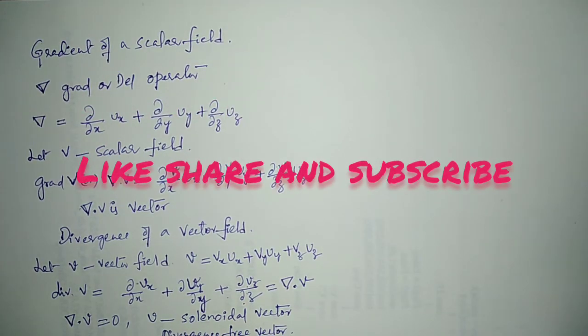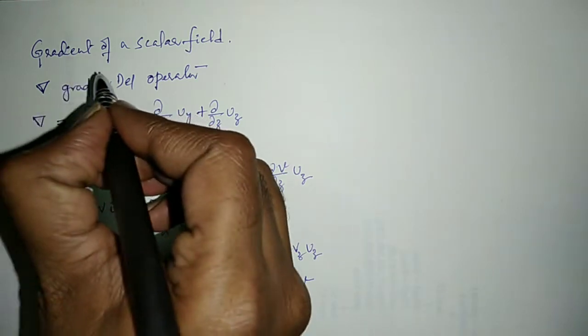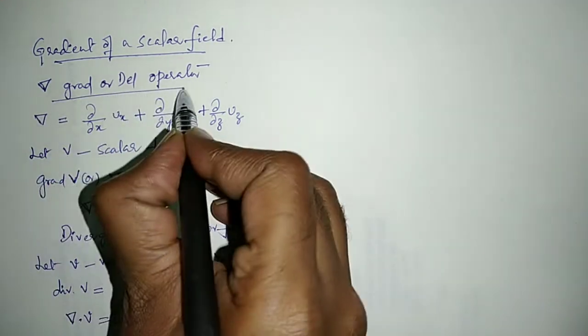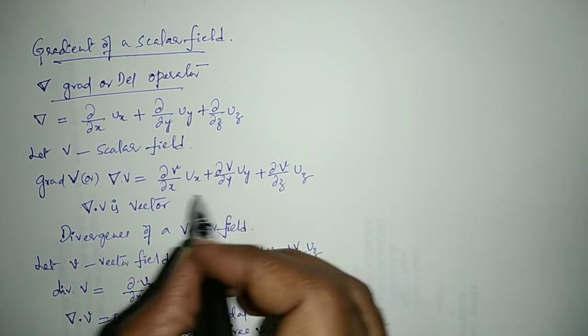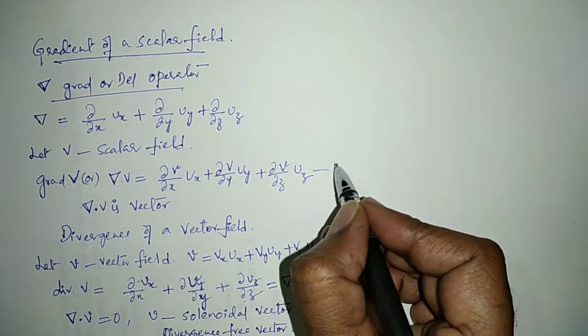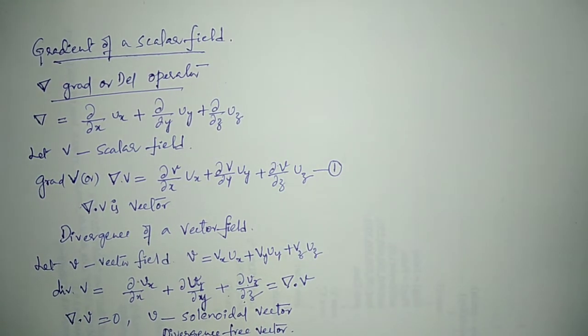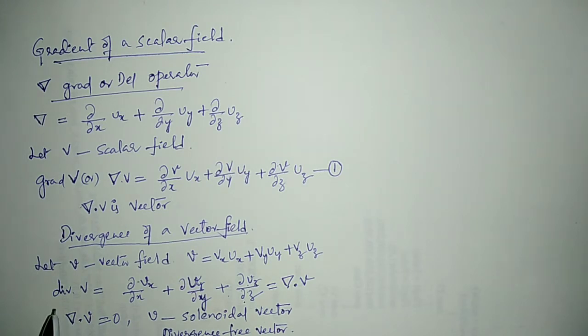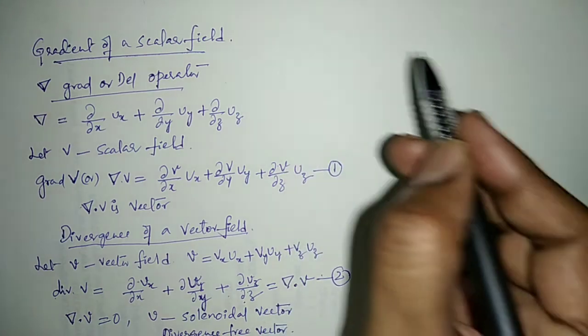Until now we have seen two operators, that is, the gradient of a scalar field V, also called grad or del operator. This is the formula, let it be equation number 1. We have seen the divergence of a vector field, divergence of V, our equation number 2, that is del dot V. Now we will see one more operator, that is Laplacian.